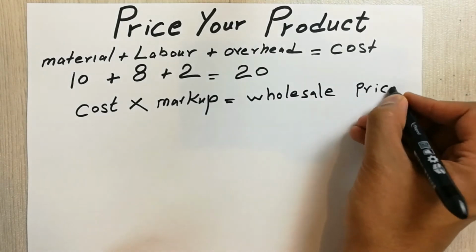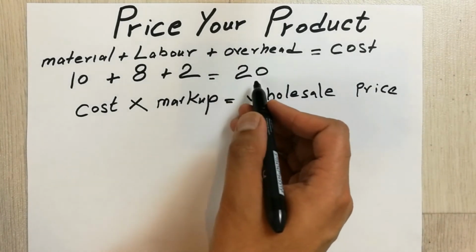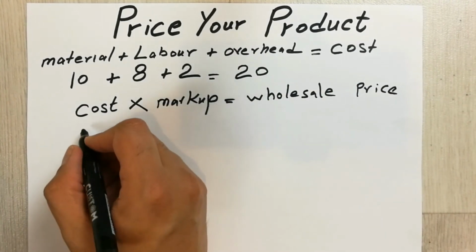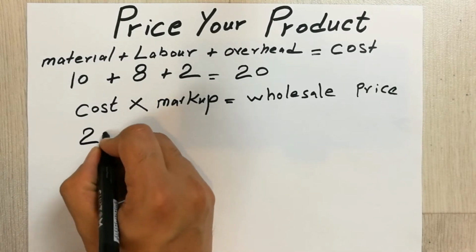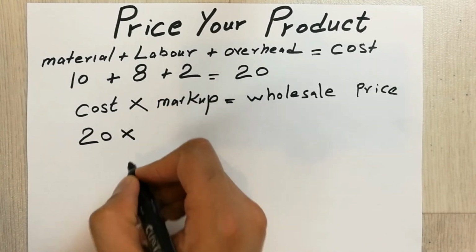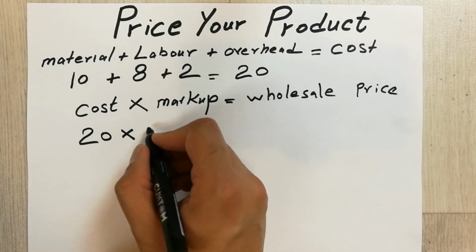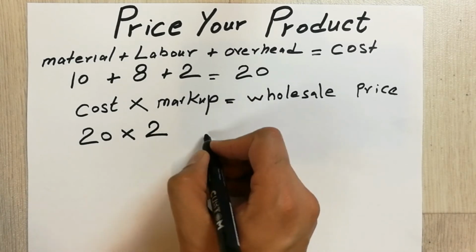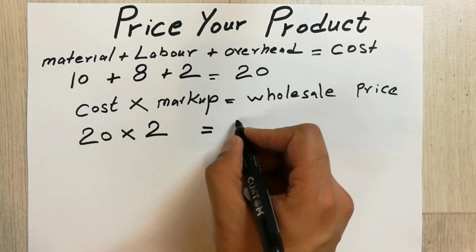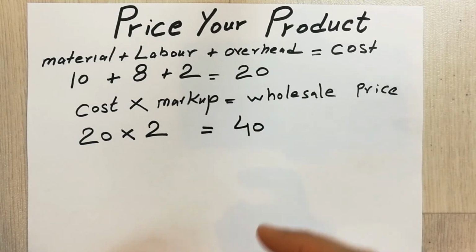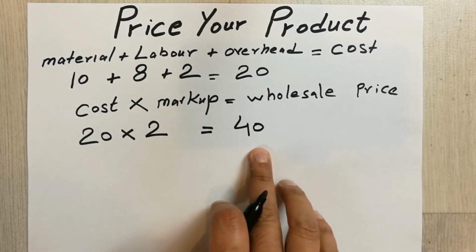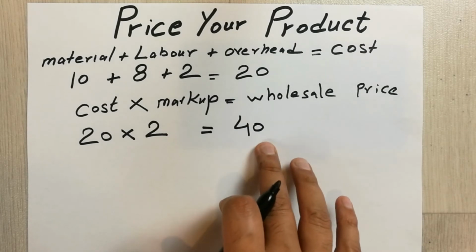Okay guys, as we already calculated, our cost price is $20. Then we multiply it with the markup. Let's say we have a markup of 2, so when we multiply, our answer will be $40 or 40 rupees. So this is our wholesale price. This was the first step.